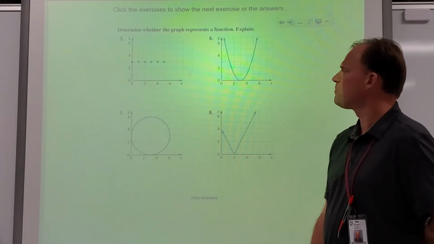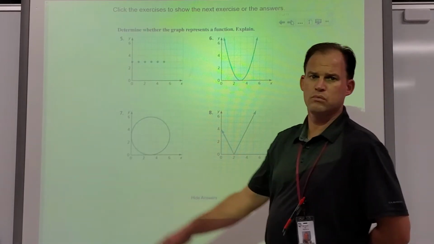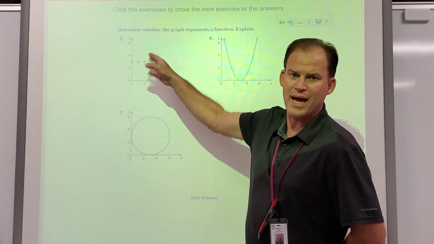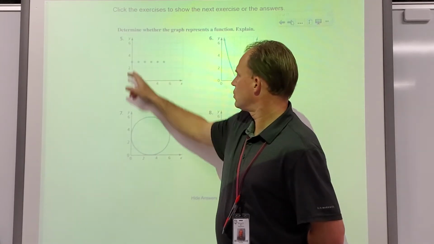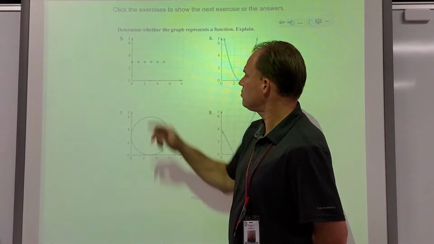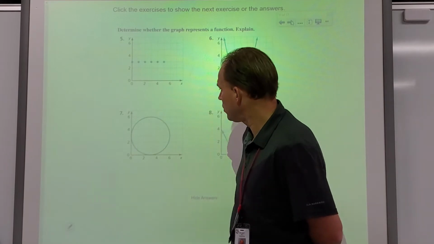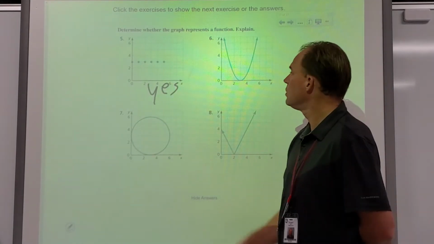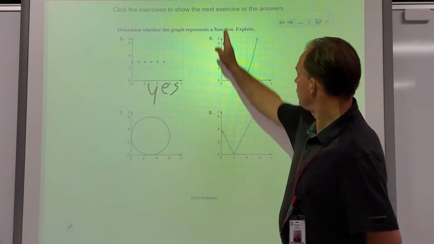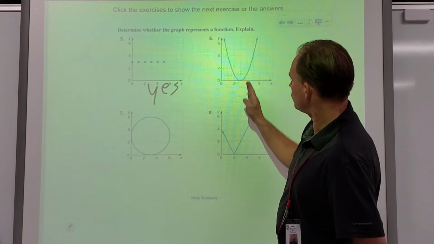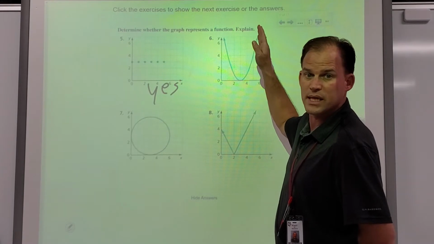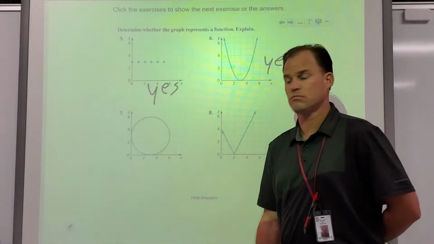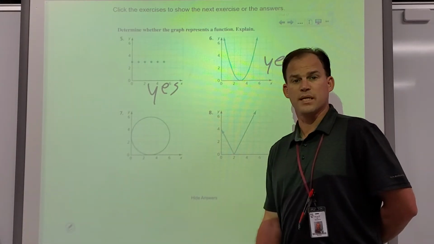So here we go. Number 5. Take a look. Can I pass the vertical line test? I don't hit that at all. So this right here passes the vertical line test. Number 6. Run vertical lines through here. I don't hit it twice anywhere. Passes the vertical line test. Number 7. Take a look.